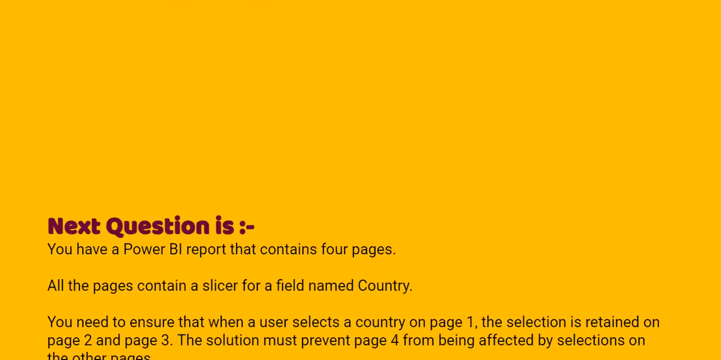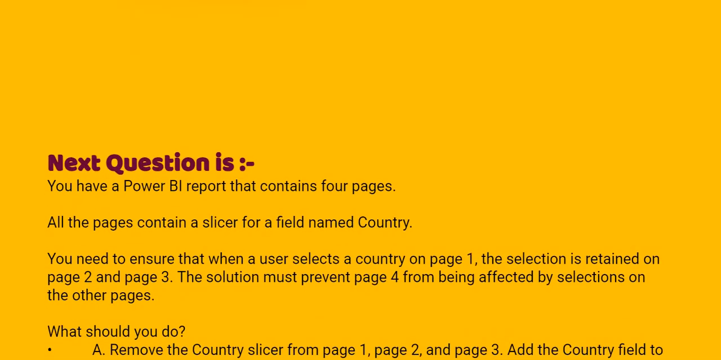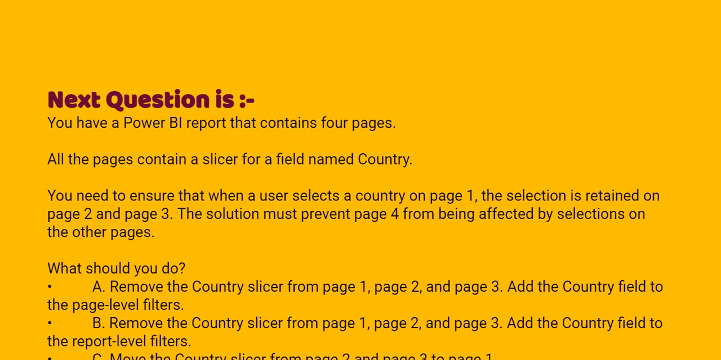Moving to our next question. You have a Power BI report that contains 4 pages. All the pages contain a slicer for the field named country. You need to ensure that when a user selects a country on page 1, the selection is retained on page 2 and page 3. The solution must prevent page 4 from being affected by selections on the other pages. What should you do?